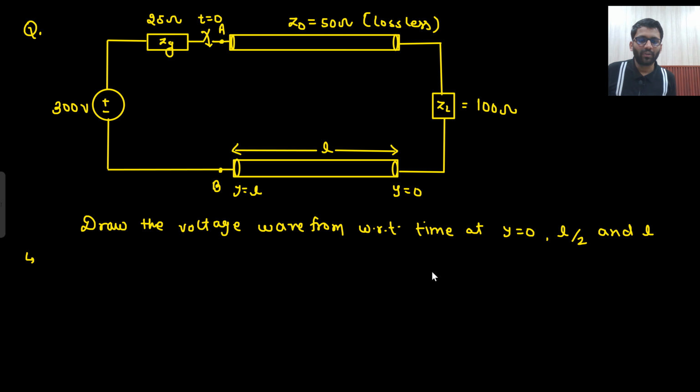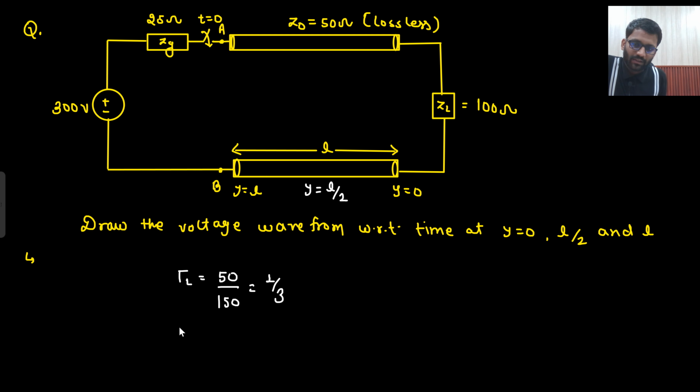So you need to draw the voltage waveform at y equals 0, y equals L by 2 and y equals L. So where will y equals L by 2 be? This will be y equals L by 2. So what we are going to do is make our bounce diagram. Only the voltage wave they are asking, but first we need to calculate gamma L and gamma G. What will be my gamma L, the voltage reflection coefficient? That would be ZL minus Z naught upon ZL plus Z naught. So that would be 1 by 3.